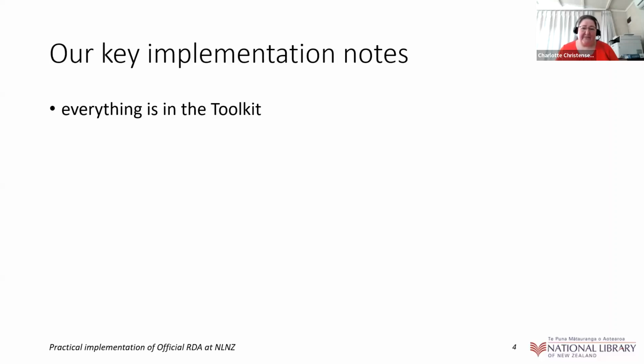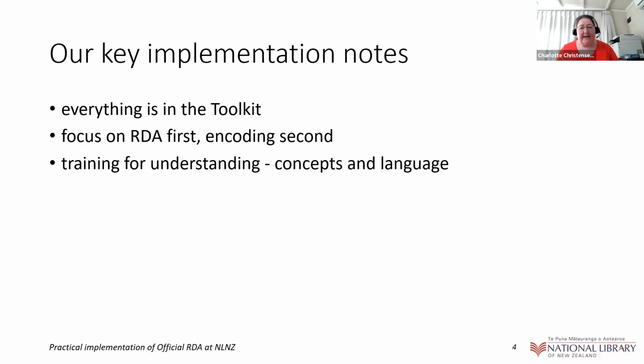Firstly, our approach is to have everything RDA related accessible within the toolkit itself. Secondly, our training heavily emphasised RDA, totally excluding any consideration of encoding until the very end, because encoding methods can change, but the data that's important to our descriptions should remain the same. In terms of training, it was entirely our intention to train for understanding, to ensure that every cataloguer wasn't just repeating past actions, but was able to fully engage with the new standard and the underlying model of LRM. And so we dwelt on concepts and language to build that understanding.